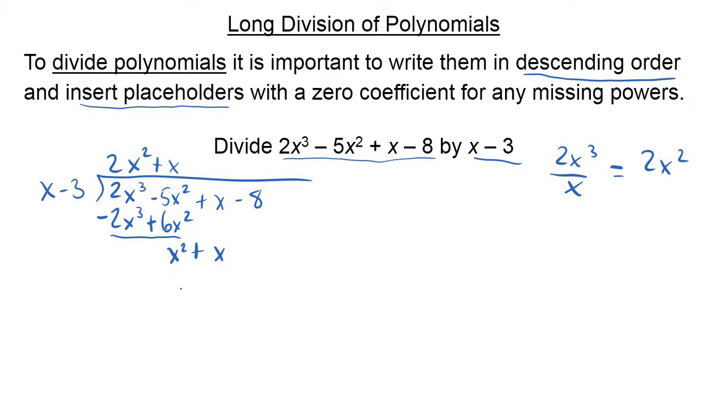X times x is x squared. X times negative 3 is minus 3x. And subtract, I like to go through and change those. First term's always going to go away. X plus 3x is 4x. Bring down that minus 8. And do it one more time. X into 4x, or x times what is 4x? Of course, that's 4. Multiply it through, 4x minus 12. And subtract. Goes away. Negative 8 plus 12 is 4.